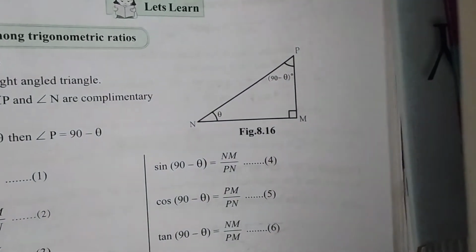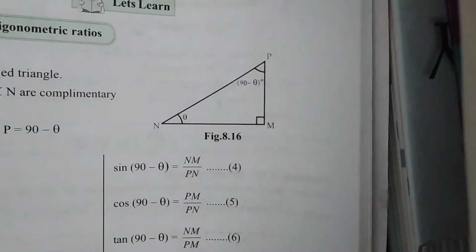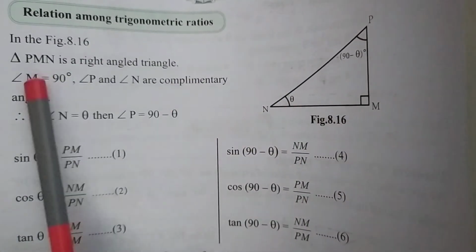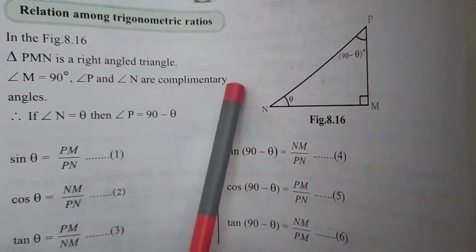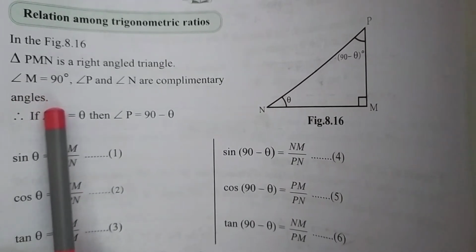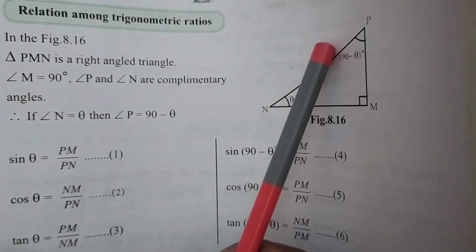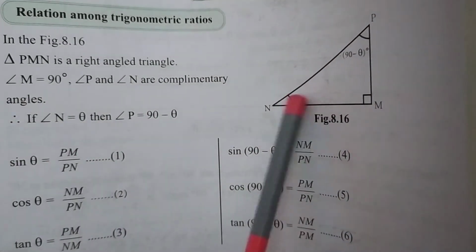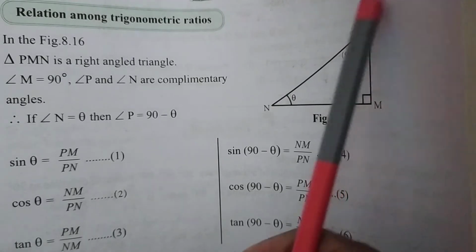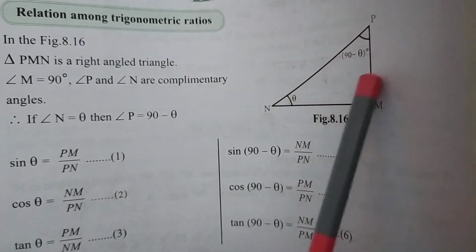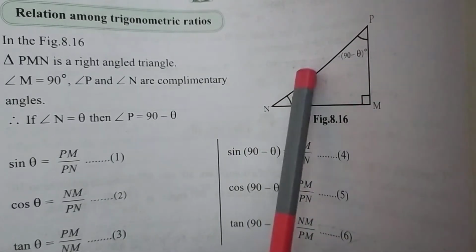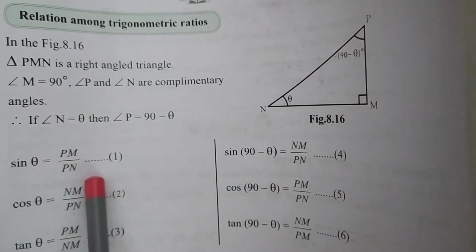Okay. Now, there are a few ratios which we are going to learn here. If triangle PMN is a right angle triangle, angle M is 90, angle P and N are complementary angles. They are called complementary angles because one is theta, the other one is 90 minus theta. Now sine theta. What is sine of this angle theta? Opposite side upon hypotenuse. What is opposite of theta? PM. What is the hypotenuse? PN. Opposite of 90 degrees. So I get PM upon PN.